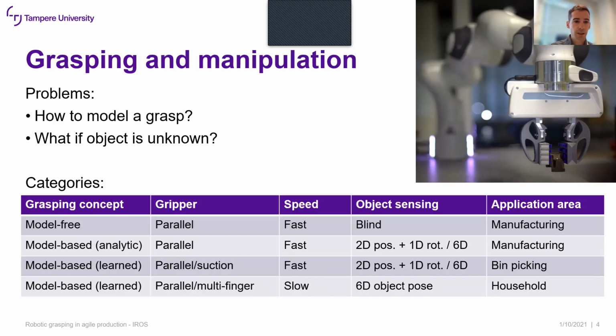We can divide this problem into a few categories, depending, of course, on your application area and what kind of sensing you use. Do you use a full 6D representation of your object, or is it a subset of that? How fast do you want to do grasping, and what kind of gripper do you use? Then another big classification difference is whether you include a model of an object, or if you have no model, and whether this model is learned or analytically derived.